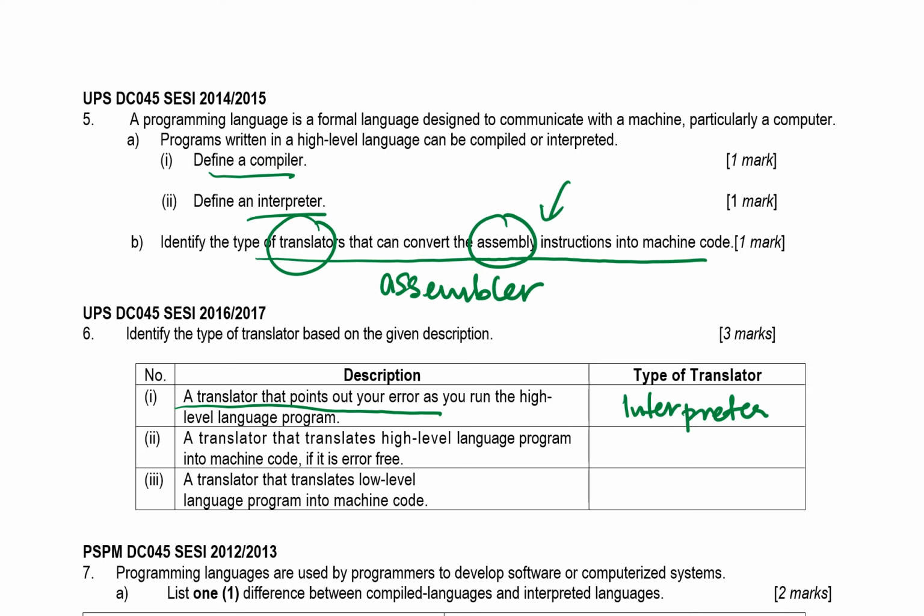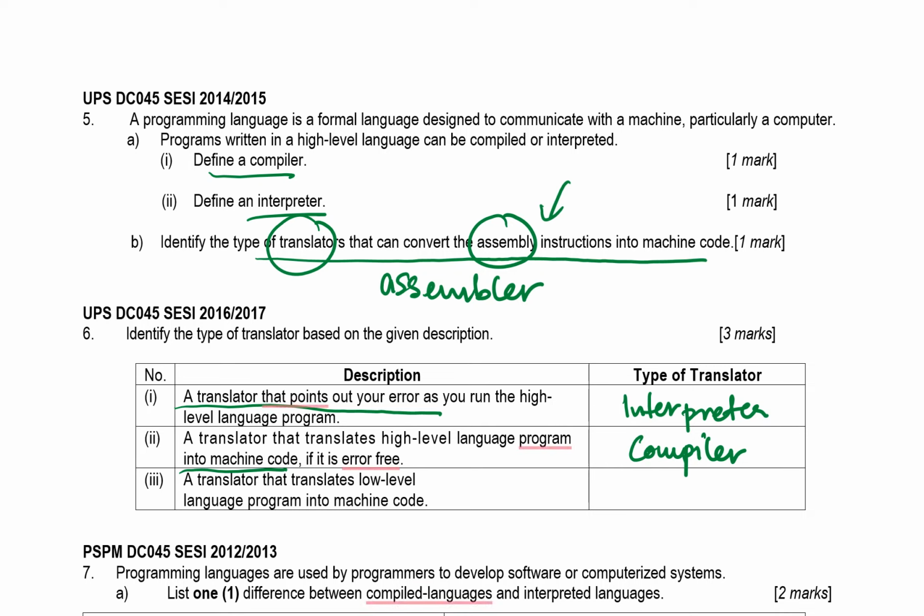A translator that translates high-level language program into machine code if it is error-free. The keyword here is error-free. So, of course, this one is the compiler. Compiler will translate the entire source program into machine code. Entire, not line by line.